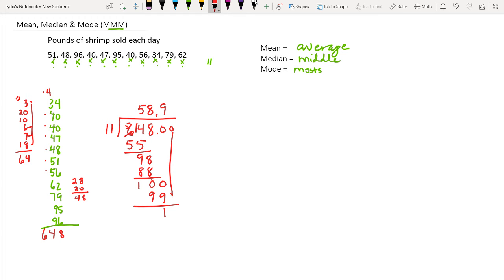If I bring down this 0, 11 can't go into 10. So above that, I'll throw in a 0. I'll bring another one down, and I happen to have a repeater here. That's going to go into that 9 times. Now, the reason why I went out 3 again is I can round to the hundredths, and I can say 58 point, looking at the hundredths here, 9's going to drive me over, 91. So my average is 58.91.